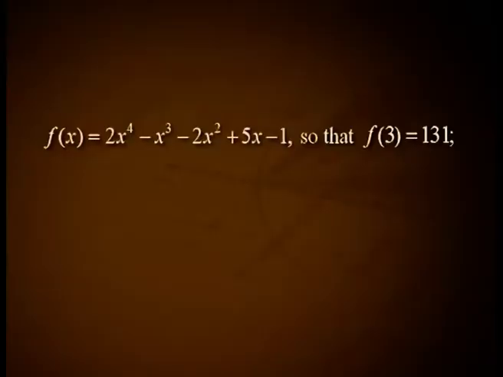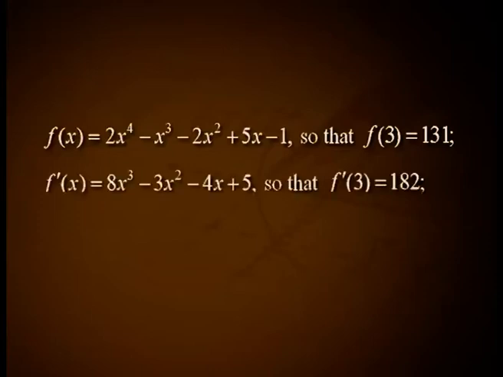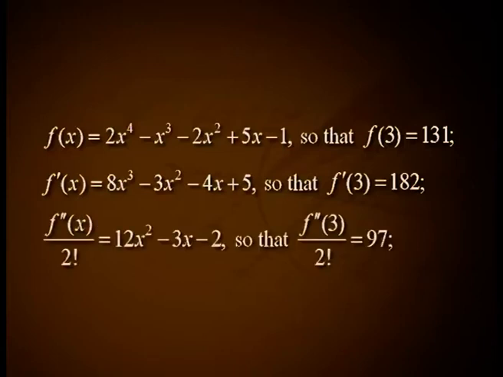Here f(x) = 2x^4 - x^3 - 2x^2 + 5x - 1. So that f(3) = 131. f'(x) = 8x^3 - 3x^2 - 4x + 5. So that f'(3) = 182. f''(x)/2! = 12x^2 - 3x - 2. So that f''(3)/2! = 97.